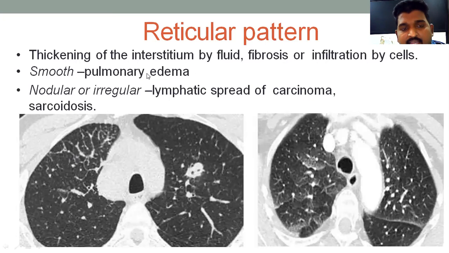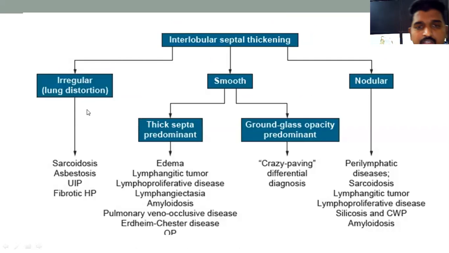Now smooth you will get in a case of fluid accumulation, in pulmonary edema. Nodular you will get in lymphangitic spread of carcinoma, as you see in lymphangitis carcinomatosa, and also in sarcoidosis. So once again, if you see interlobular septal thickening, you should note whether the thickening is smooth, nodular or irregular.